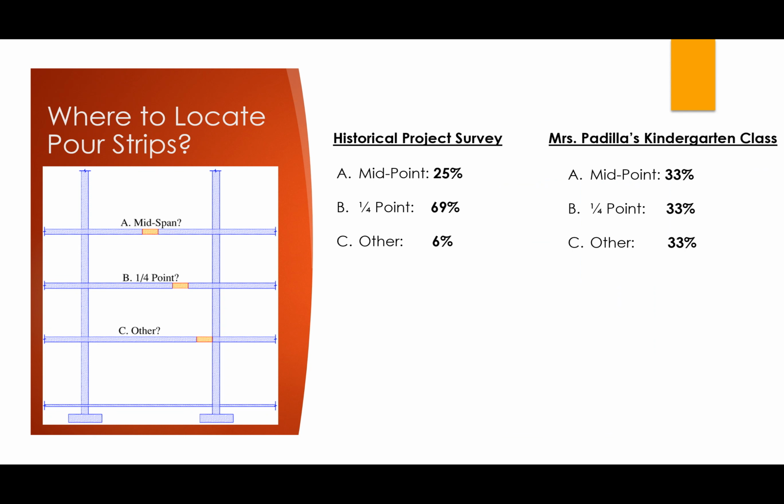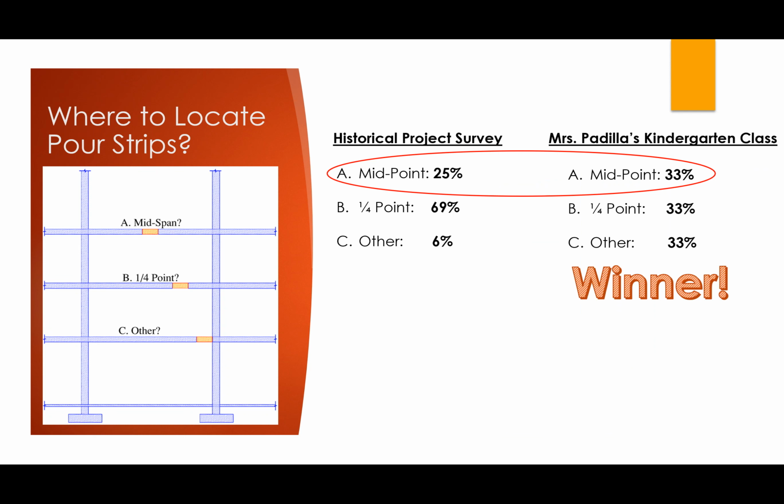They're just guessing. But let's see what the correct answer actually is. And this is surprising to most people. You really do not want the pour strip to be at your quarter point. You want it to be at your midpoint, okay? And so Miss Padilla's kindergarten class wins this round.